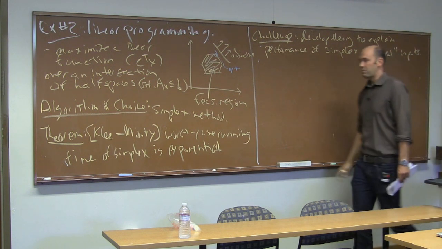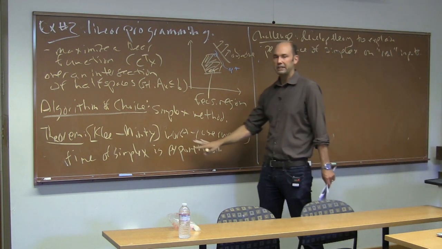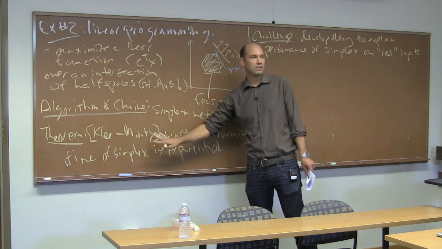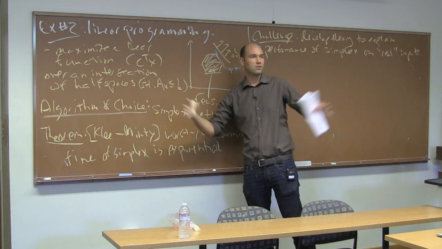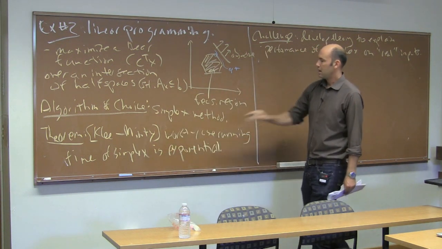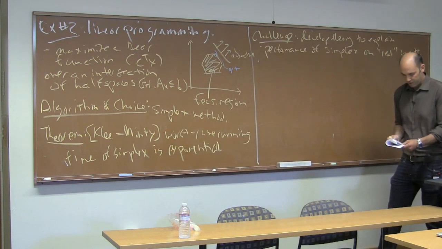I should say the example of Klee and Minty is a carefully contrived example meant to make simplex perform poorly. It's not like they took it from some industrial data set or something like that. It's a geometric construction explicitly concocted to prove this point.